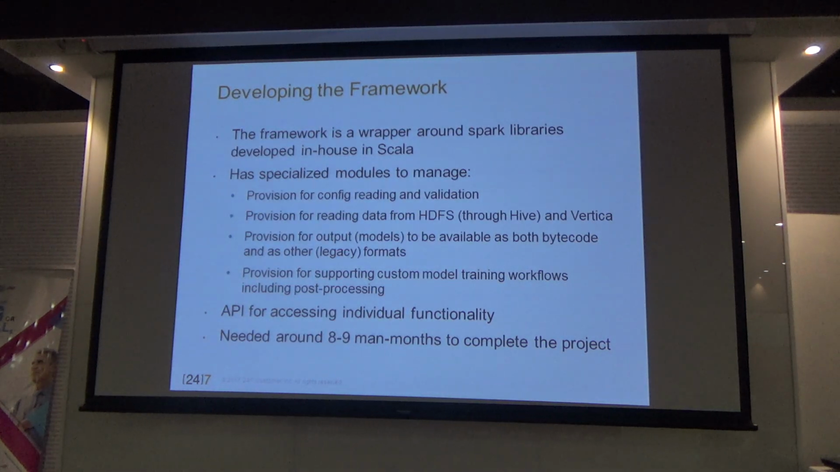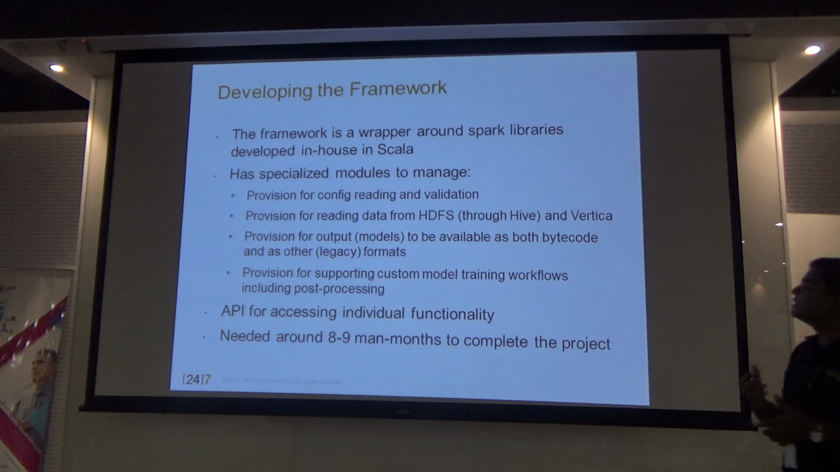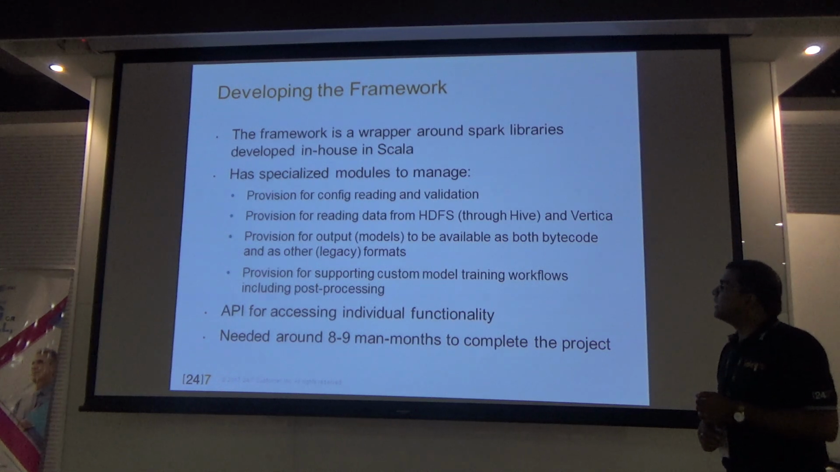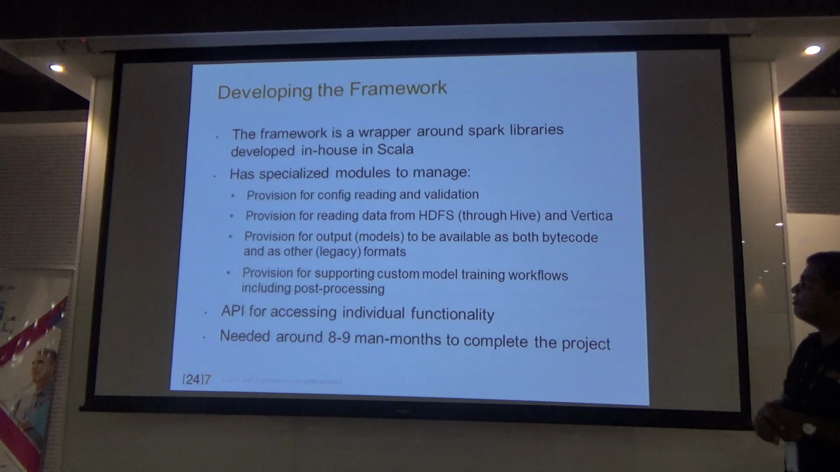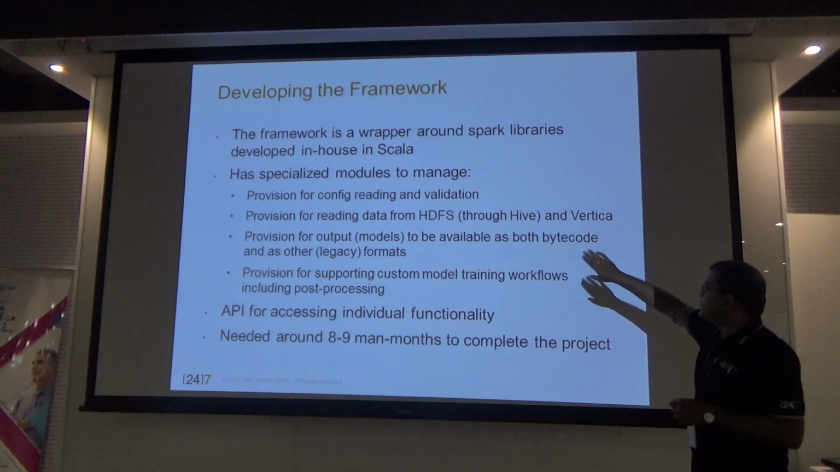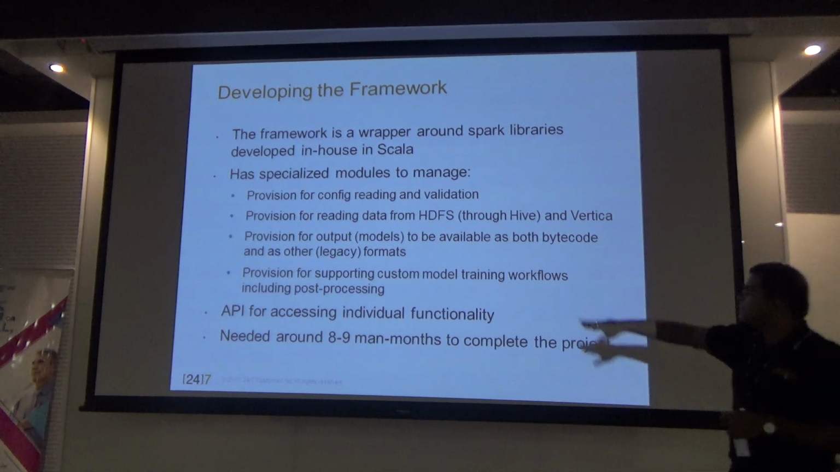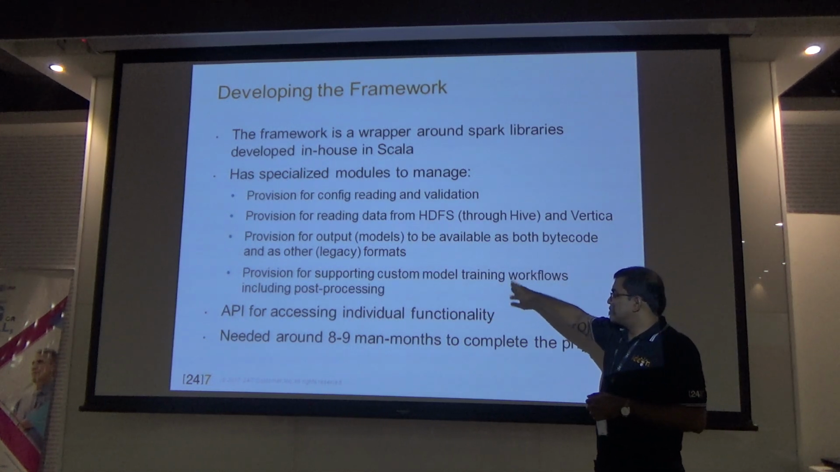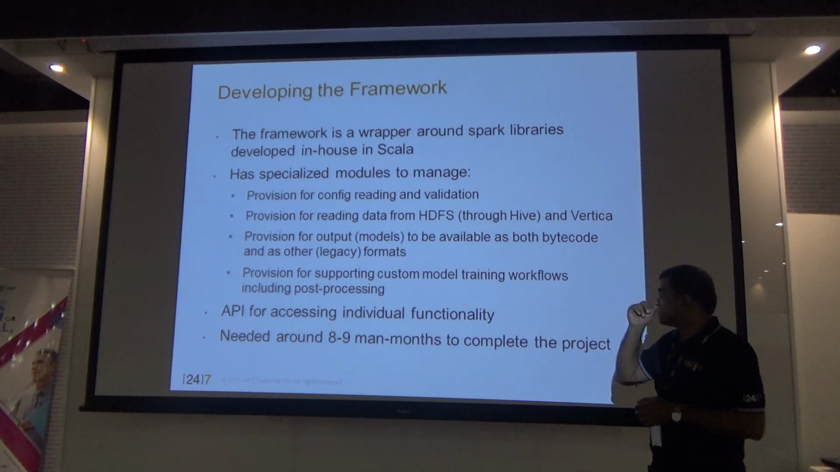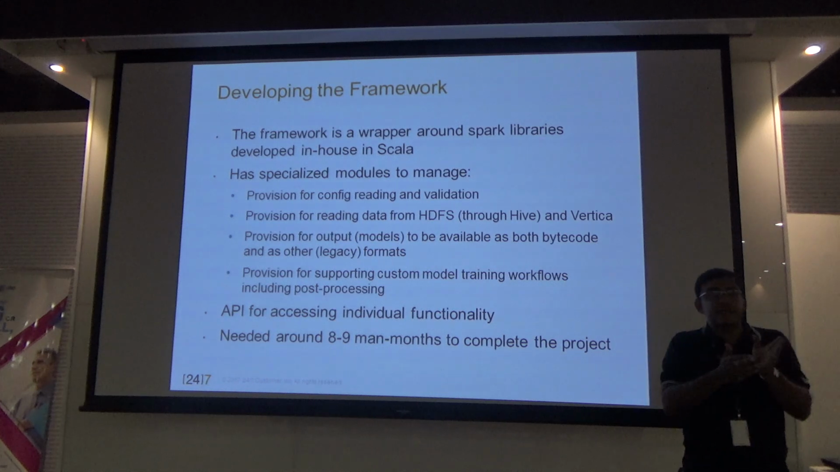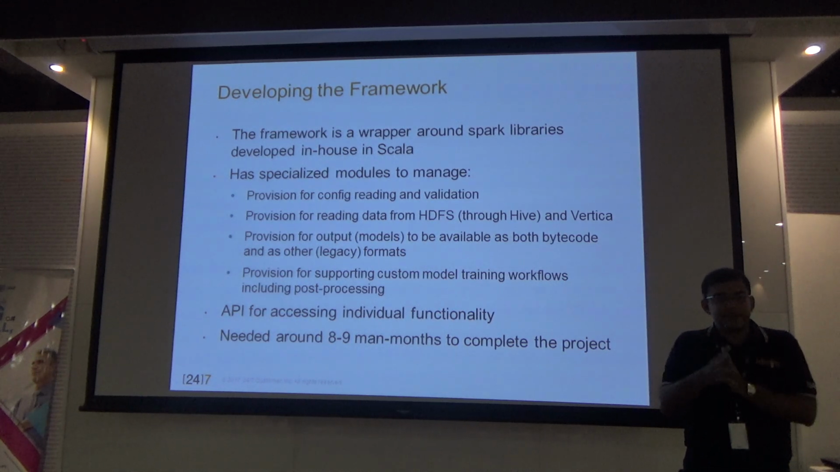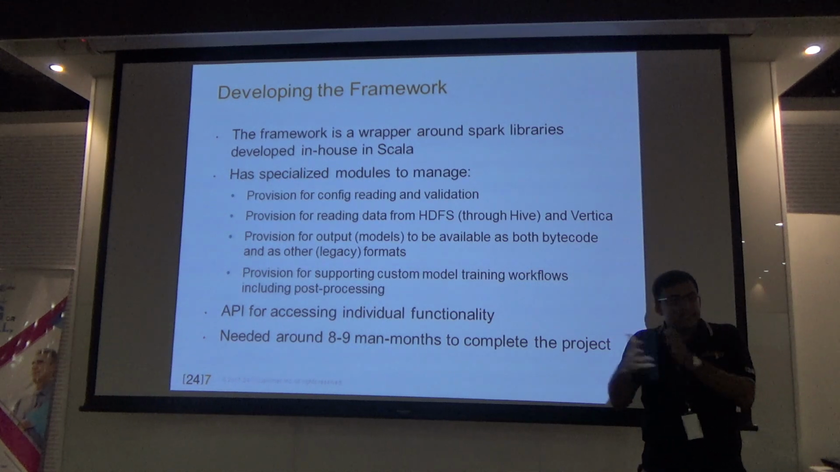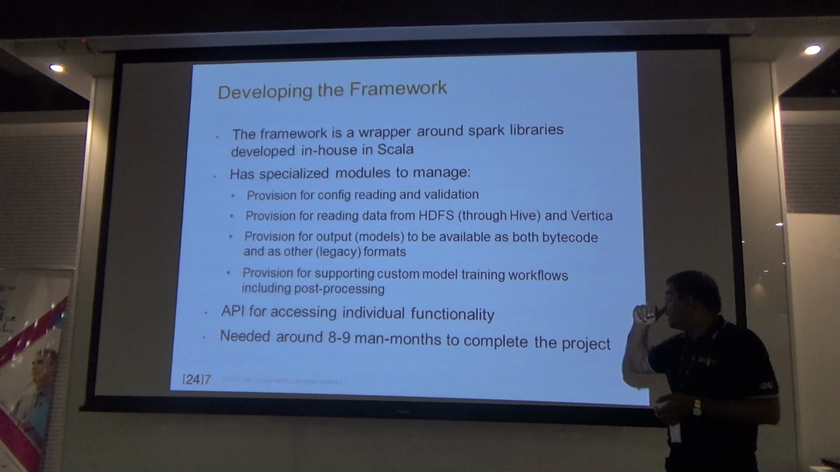So in order to satisfy this type of thing, what we did is, this framework is a wrapper around Spark libraries. We developed this in-house. We have specialized modules to manage, for example, provision for config file reading, provision for reading data from HDFS and Vertica, provision for output models to be available as both bytecodes and as some other legacy formats. So these are after the training, right? The models are available, how the models are available for deployment. Provision for supporting custom model training workflows, including post-processing. For example, some of the use cases might be different, like maybe R&D wants to use certain models or tweak certain models to fit specific use cases. So how can that be done, and so on.